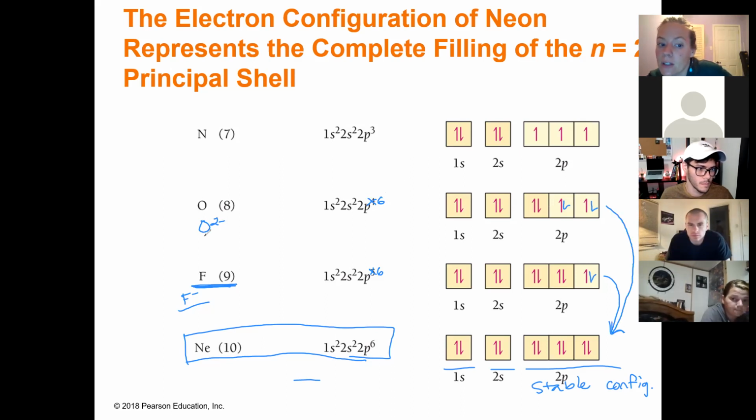All these things tend to form ions to become what's known as isoelectric. Isoelectric meaning they have the same electron configuration as a noble gas. Everything wants to become like a noble gas, and this is why.